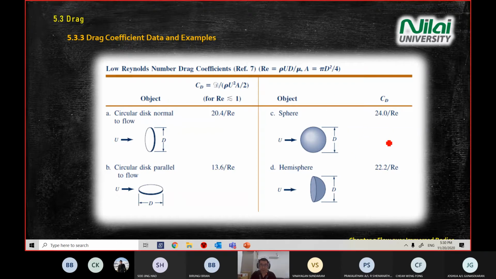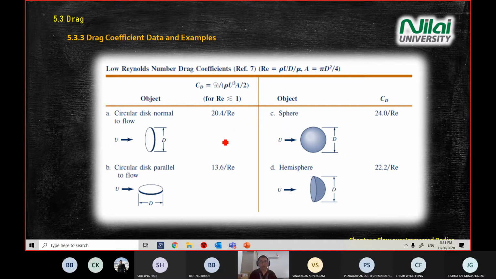And on the right hand side, you will see C and D. These are 3-dimensional objects, a sphere and a hemisphere, which is half, meaning the object will hit the flat surface before it continues to the round surface at the back. So you will see the drag coefficient is also a little bit different, 24 and 22.2 per Reynolds number. In the final exam, normally this diagram will be given, and you need to cleverly choose the correct drag coefficient accordingly.